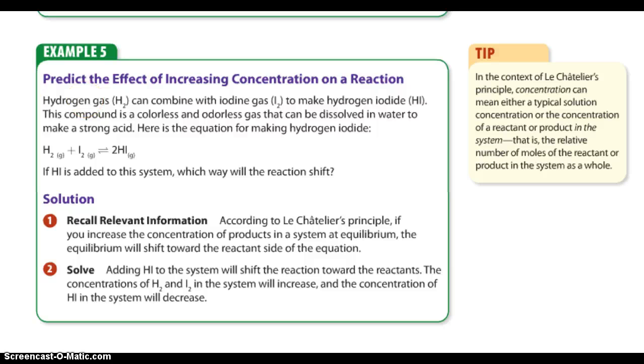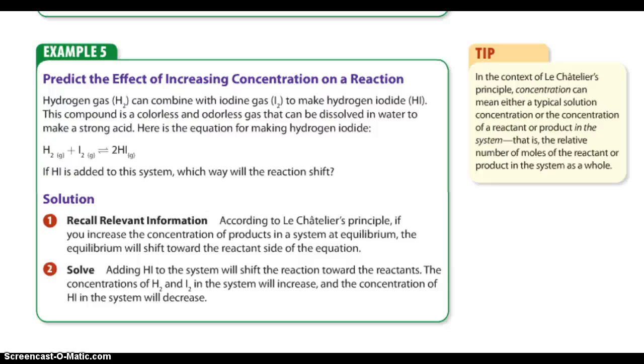Example 5. Predict the effect of increasing concentration on a reaction. Hydrogen gas H2 can combine with iodine gas I2 to make hydrogen iodide, HI. This compound is a colorless and odorless gas that can be dissolved in water to make a strong acid. Here's the equation for making hydrogen iodide. H2 gas plus I2 gas yields 2HI gas.